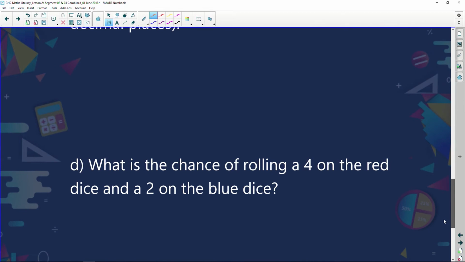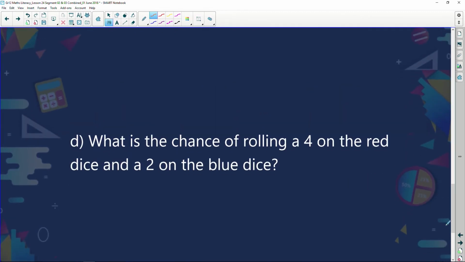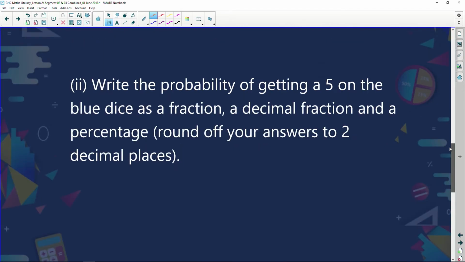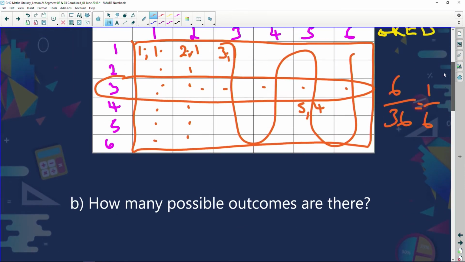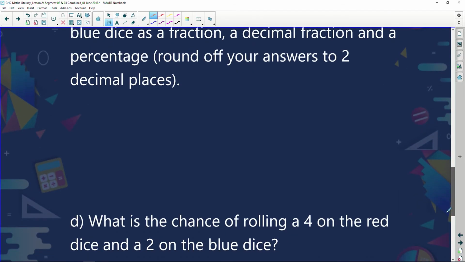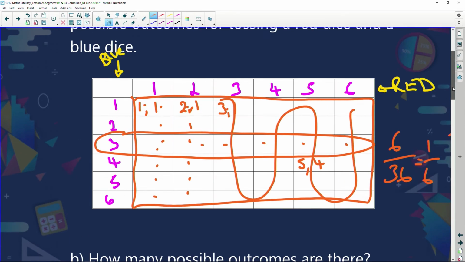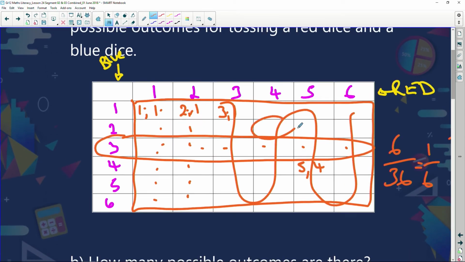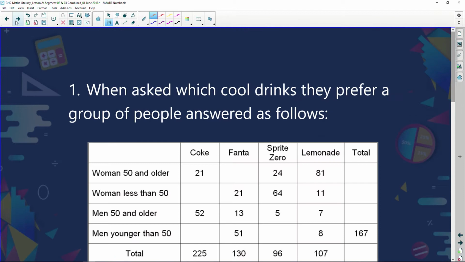Okay. Now, what is the chance of rolling a 4 on the red dice and a 2 on the blue? So blue, we definitely want a 2. Red, we definitely want a 4. Or was it 5? What was it? Let's just check again. A 2 and a 4. So 2 on the blue, 4 on the red. There's only 1 possibility. So 1 in 36 chances.